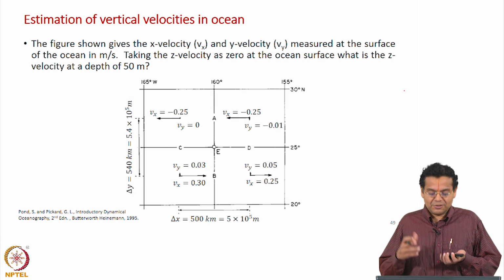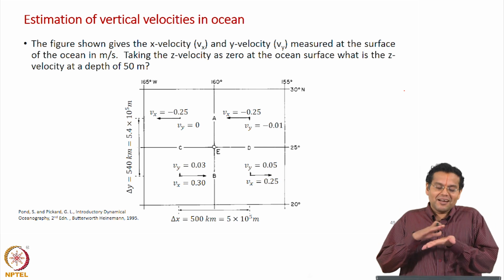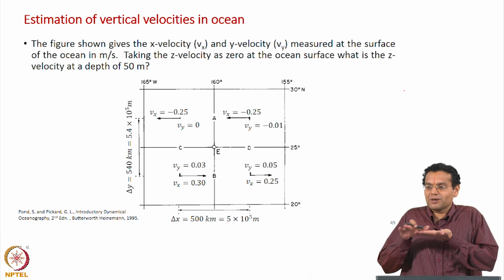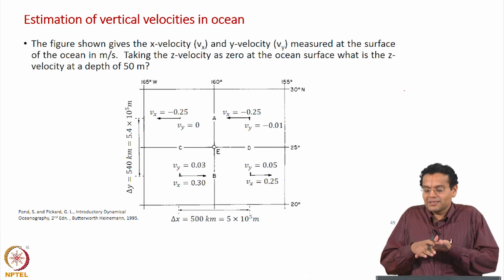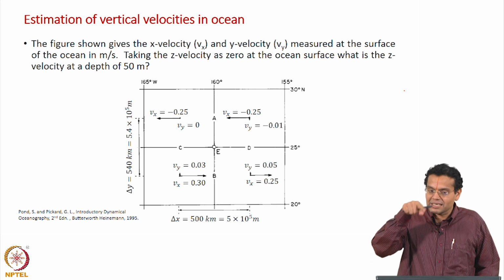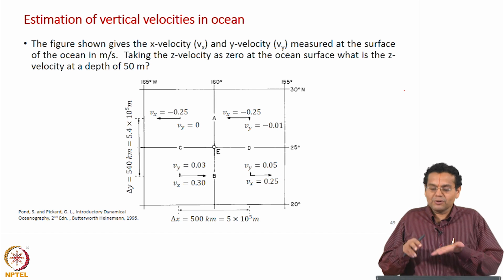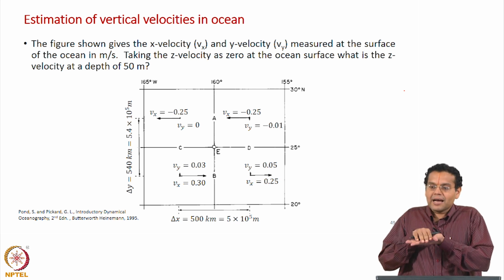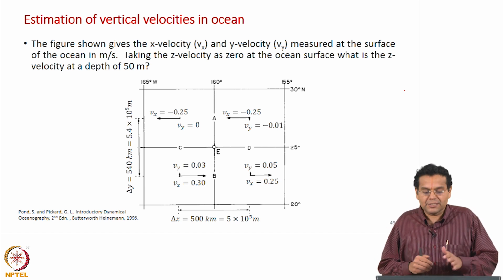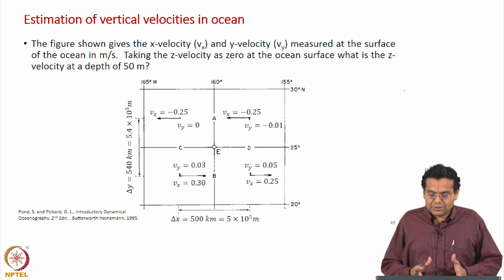So, you have to imagine yourself standing on a seashore or ocean shore, and on the surface you are measuring the x and y velocity components. It is supposed that it is easier to measure these velocity components compared to the downward velocity. So, what we do, we measure the x and y velocity and use the continuity equation to estimate the downward velocity. That is why the title says estimation of vertical velocities in ocean. Okay. And those velocities are shown here.